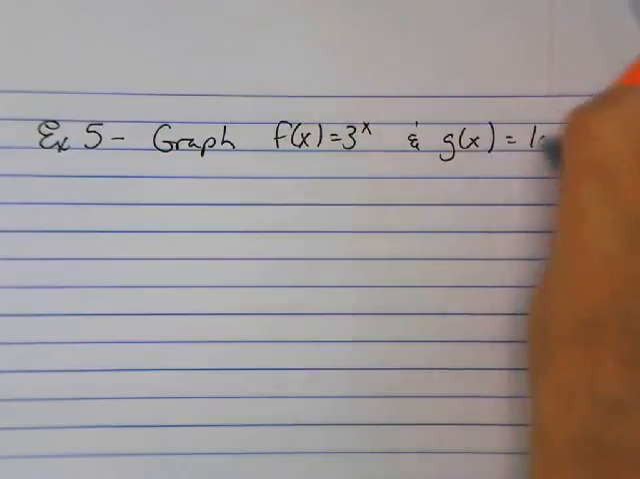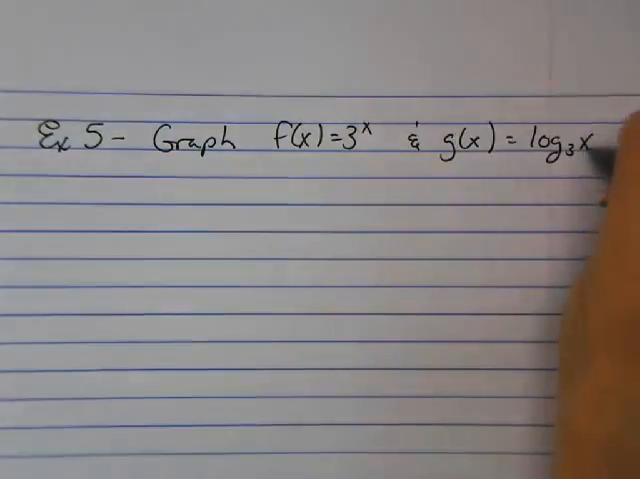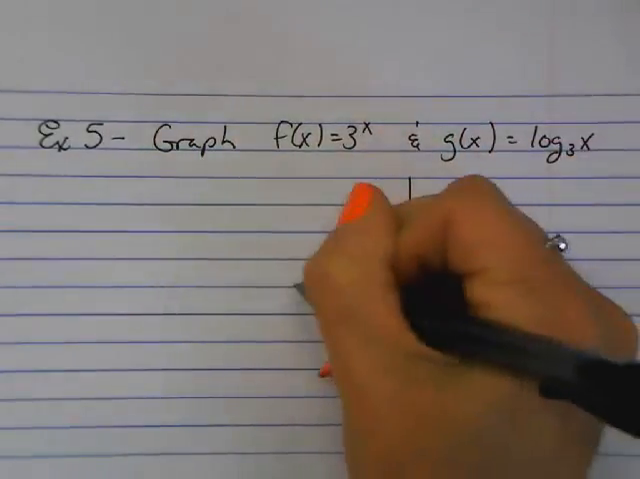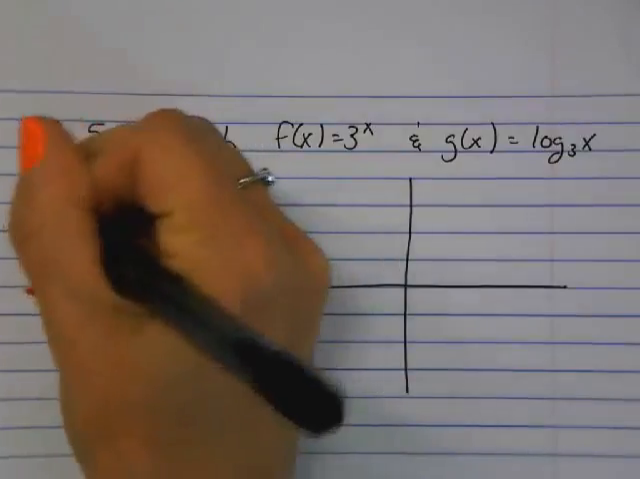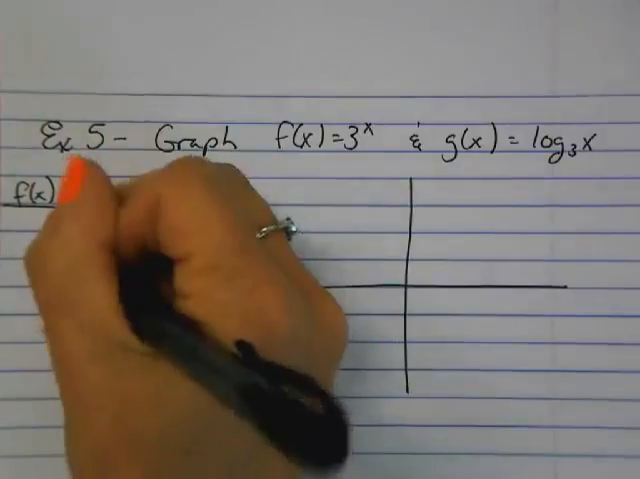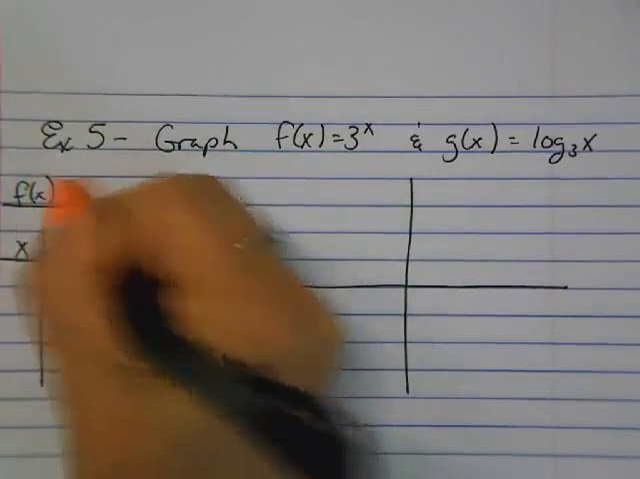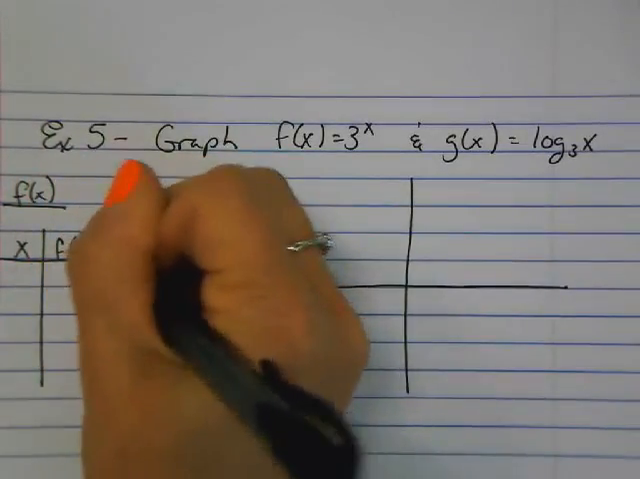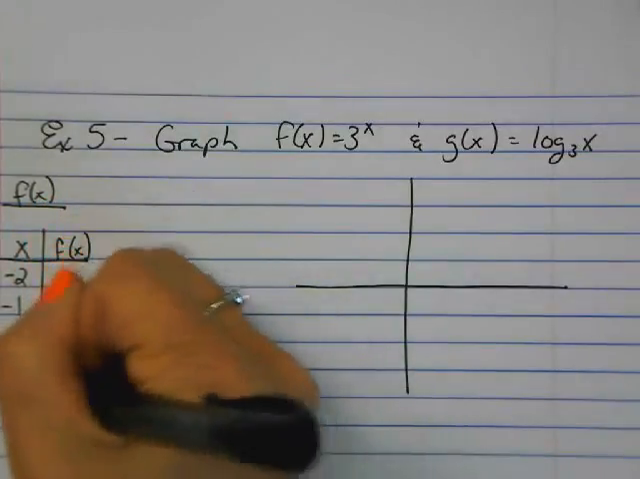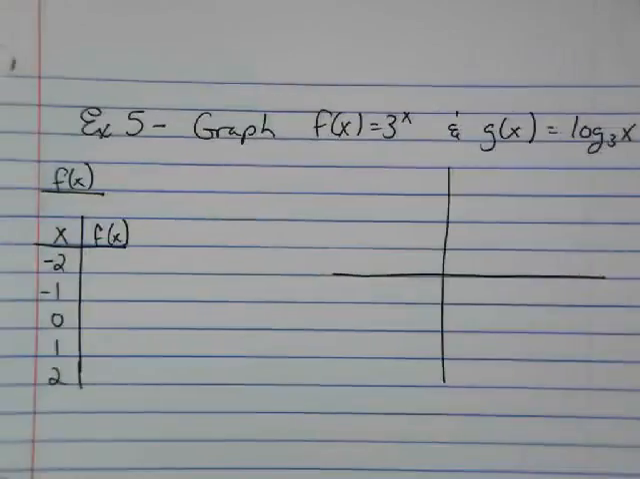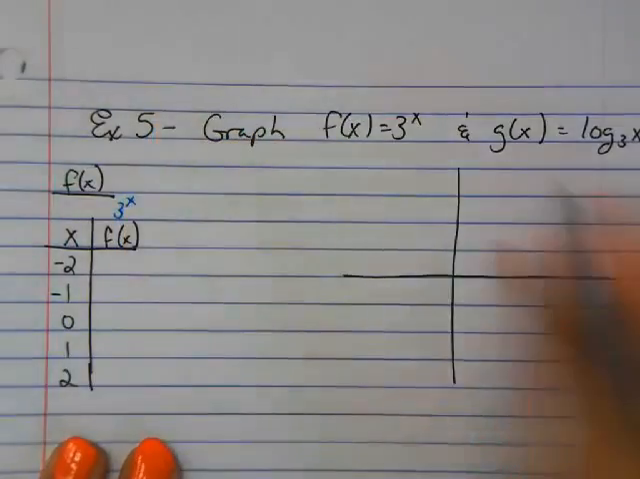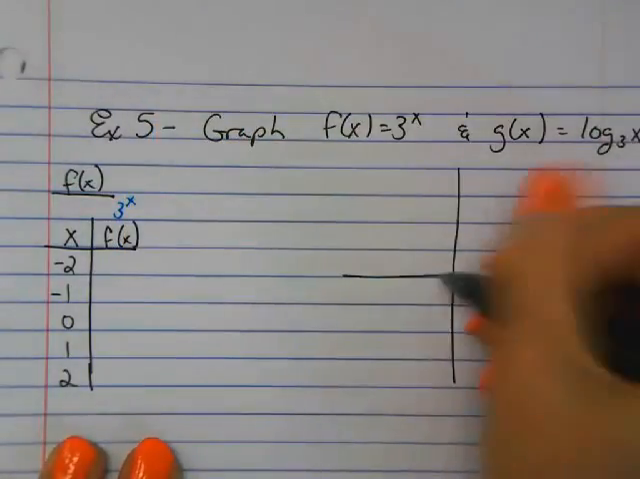Alright, so let's start off by just graphing f of x. So x and f of x. Let's say I just go with -2, -1, 0, 1, and 2 again. Alright, so f of x is 3 to the x. So I'm going to come over here and do 1, 2, 3, 4, 5, 6, 7, whoops, 8, 9.